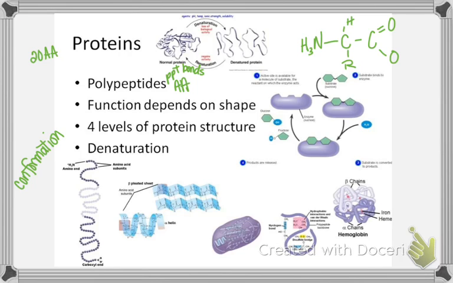The protein function depends on shape. Protein conformation is the 3D shape of a protein. Native conformation is the functional conformation of a protein found under normal biological conditions. You have 4 levels of protein structure.